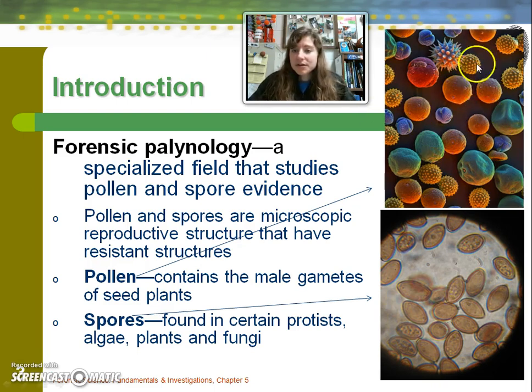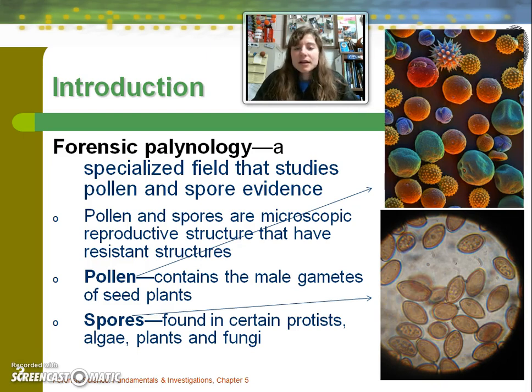This image was taken with a scanning electron microscope, and pollen is beautiful. It may be something that annoys you because you have an allergy to it, but nevertheless you can't deny the beauty that you see under a scanning electron microscope. This image is of spores, and that's taken with a compound light microscope.